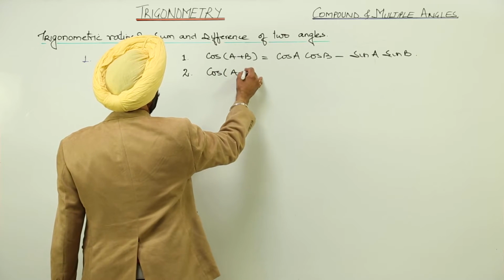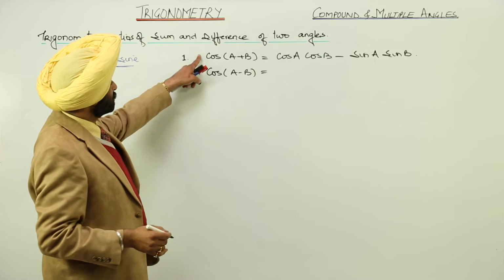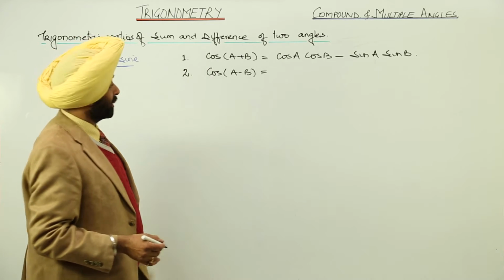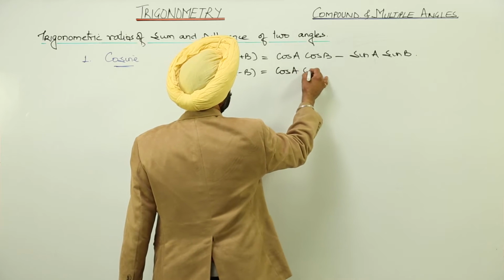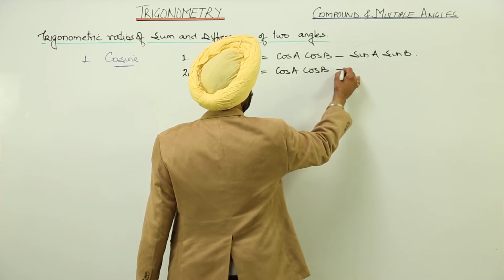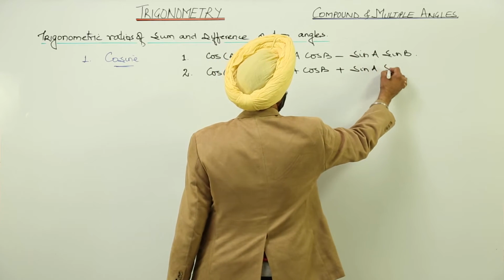Cos A minus B, difference of the two angles. Okay, it was sum of the two angles, now difference of the two angles. Now cos A cos B plus sin A sin B.